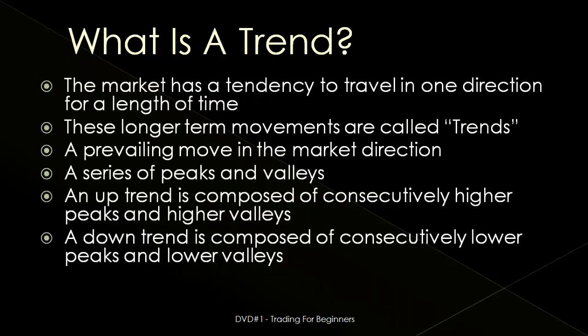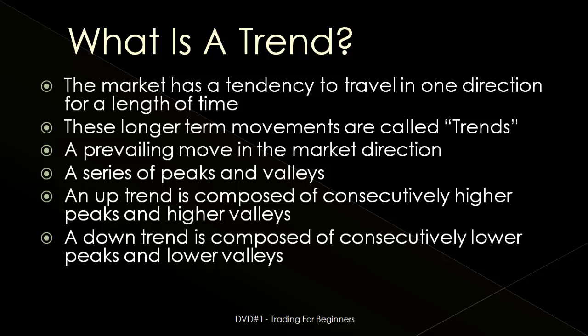So what is a trend? Well, the market has a tendency to travel in one direction for a length of time. These longer-term movements are called trends. A trend is a prevailing move in the market direction. Trends are made up of a series of peaks and valleys. In an uptrend, you will find that it is composed of consecutively higher peaks and higher valleys. And in a downtrend, you will find that it is composed of consecutively lower peaks and lower valleys.